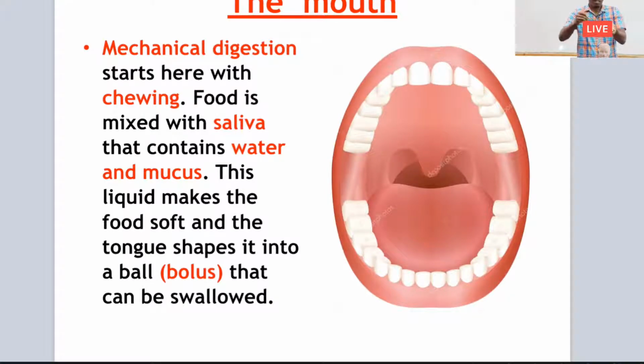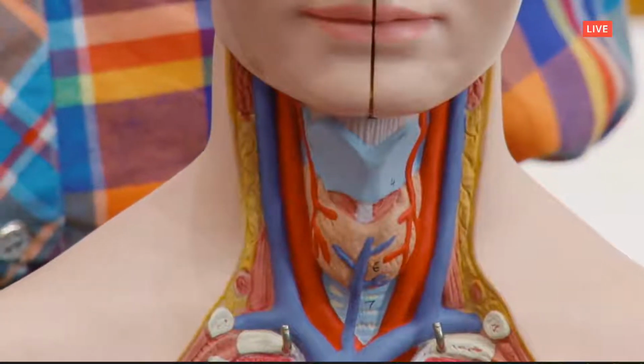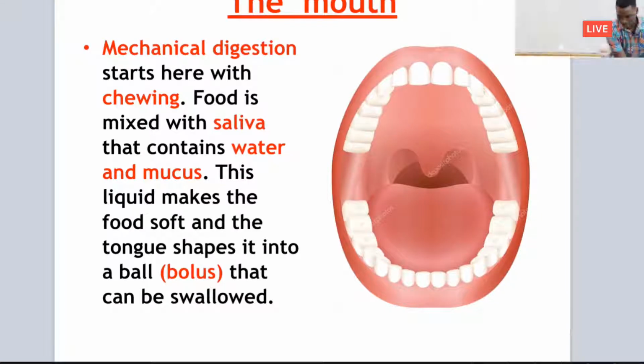This food that you're seeing here, that is being chewed here, this contains saliva. Saliva is produced from the salivary gland, just to make sure you guys remember that. So let's move on to the stomach.